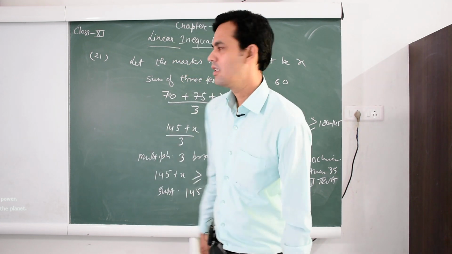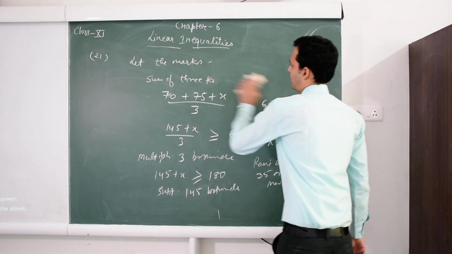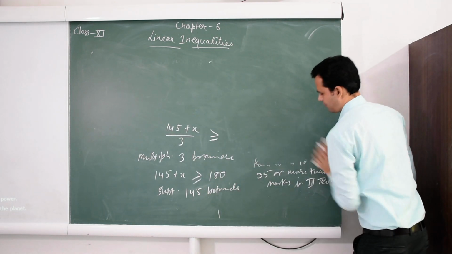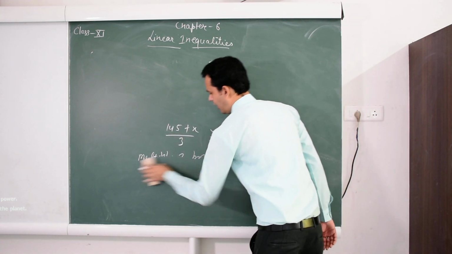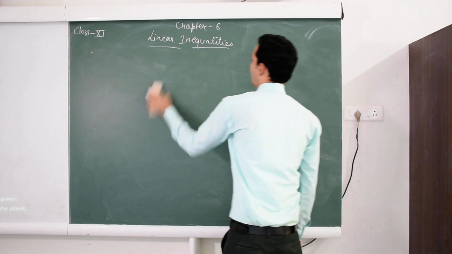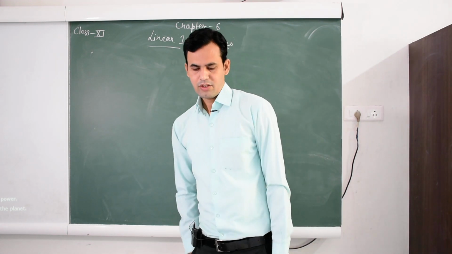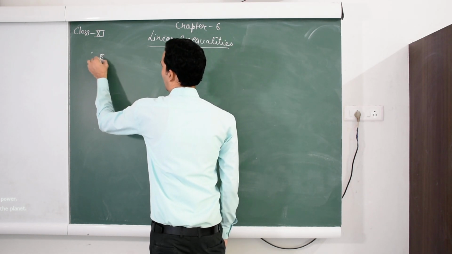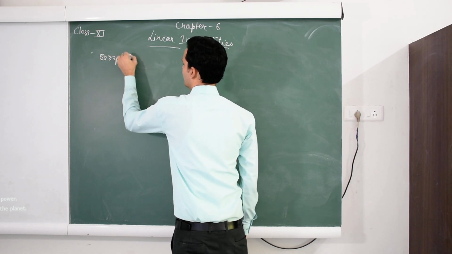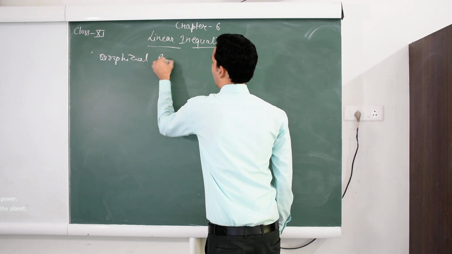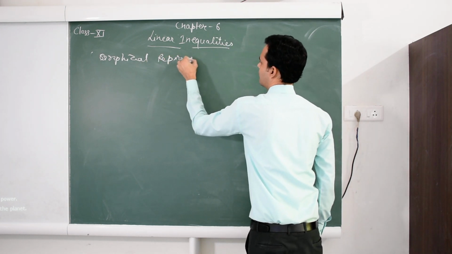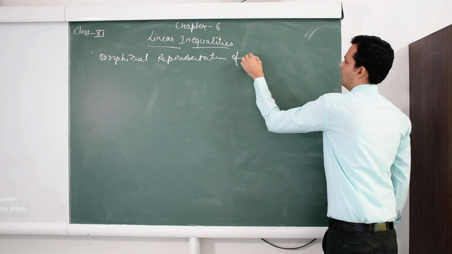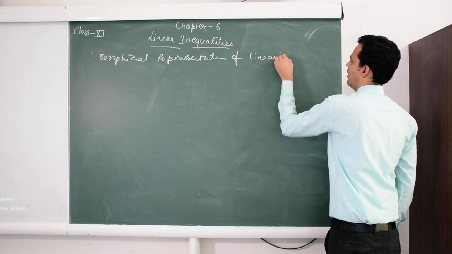Now we move towards the next topic, that is graphical representation of inequalities of two variables. It means if we have two variables x and y, then how we graphically solve them. So, graphical representation of linear inequality.